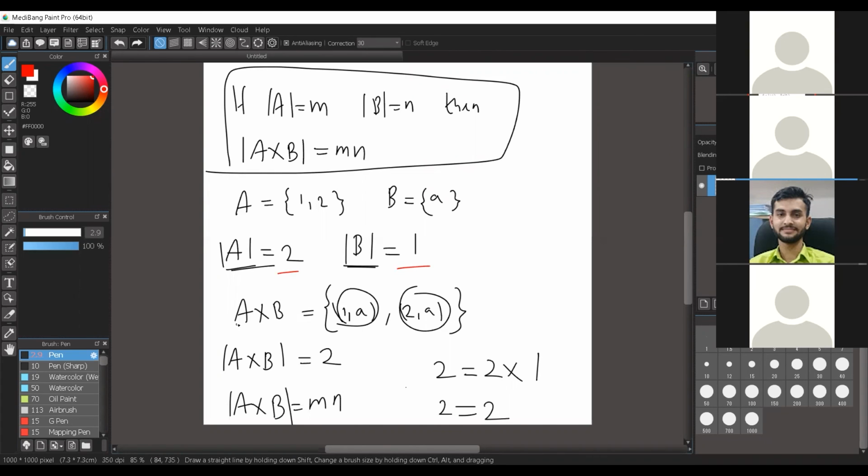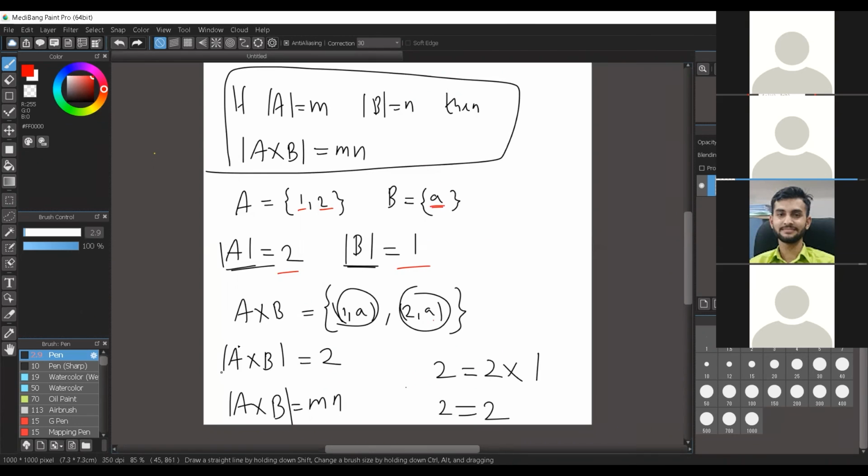Now we need to find A cross B, A complement of B. So we have the first element, 1 with the first element, A. Then the second element, 2 with the first element, A. This is what we have for A complement of B.